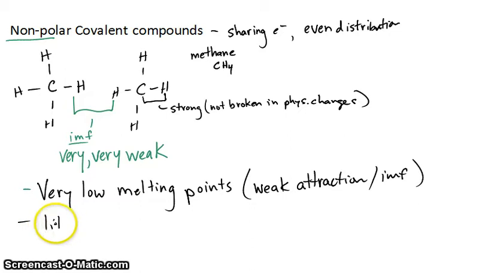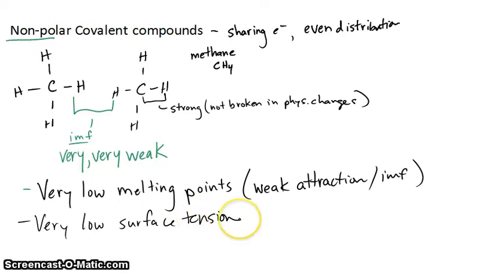They have very low surface tension. So look back at where I talked about how the hexane doesn't bubble up very much. They have a very low surface tension. Oops, that's supposed to be the word tension. And they tend to be volatile, which means they evaporate easily.